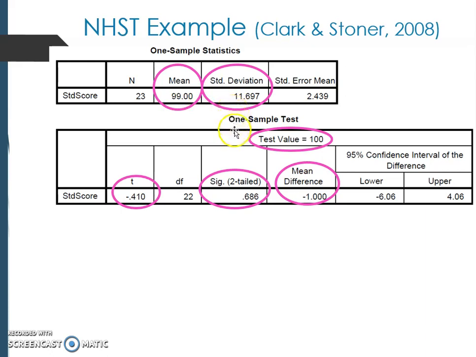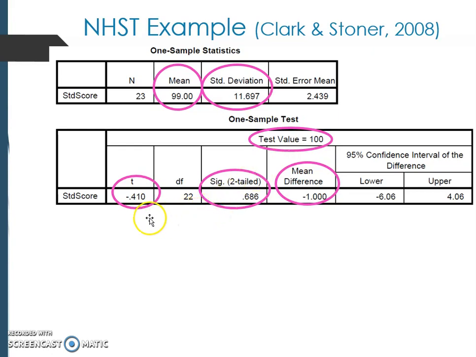And then down here in the second table in the output, it tells me what the results of the one sample t-test were. It tells me the test value. So part of entering the analysis, you say, well, what do we want to compare this mean to? You can see that the test value was 100, which was the overall mean for the normative sample on the spelling assessment.